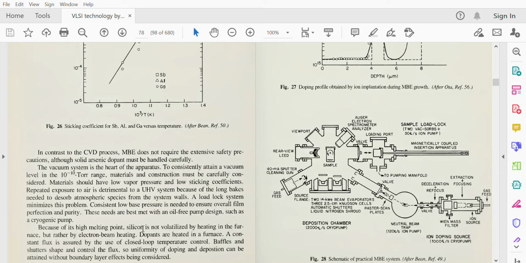Because of its high melting point, silicon is not volatilized by heating in the furnace but rather by electron beam heating. Dopants are heated in a furnace. Constant flux is assured by the use of closed loop temperature controls, and baffles and shutters shape and control the flux. So uniformity of doping and deposition can be attained without boundary layer effects being considered.